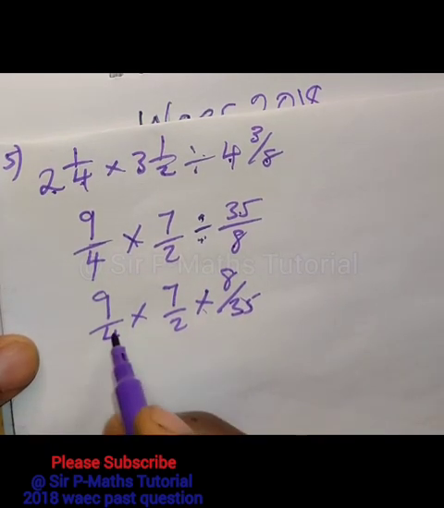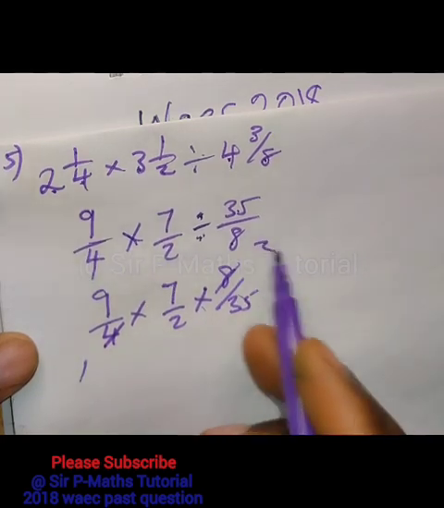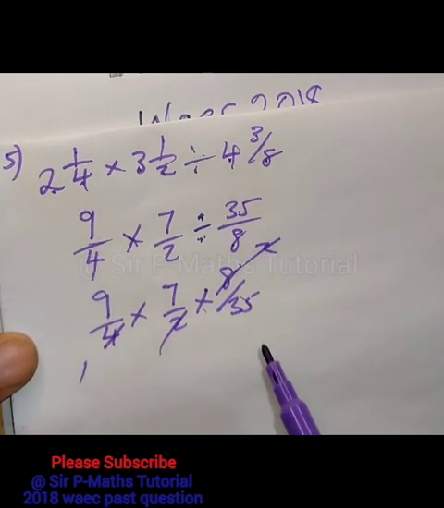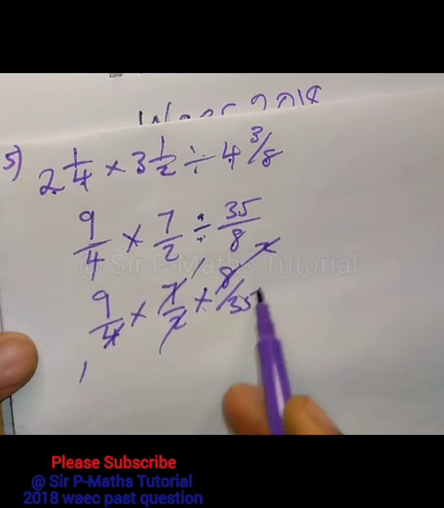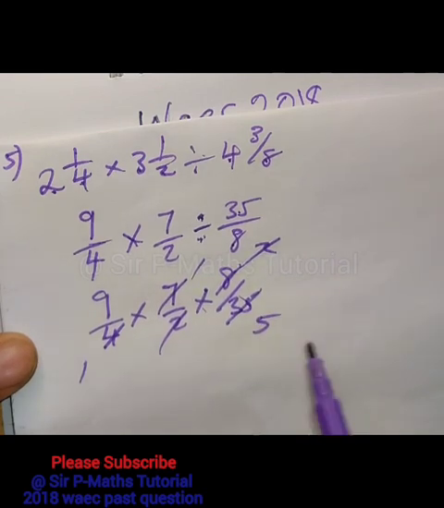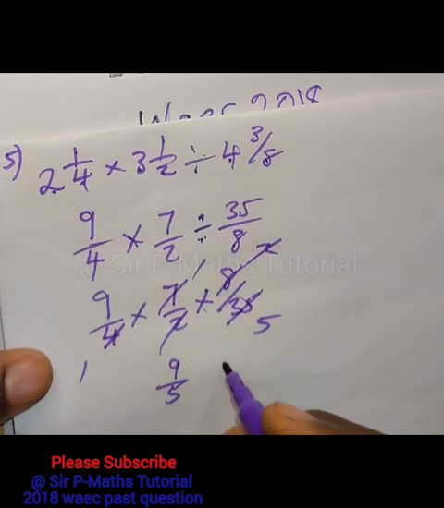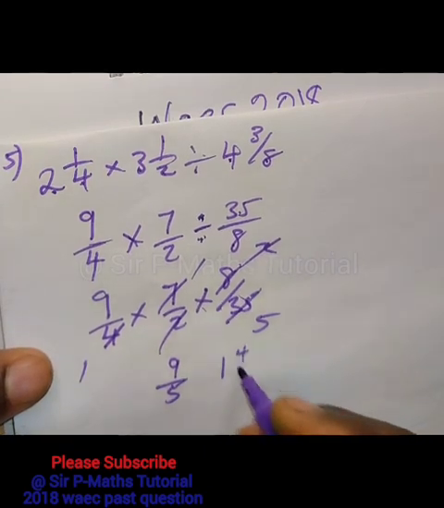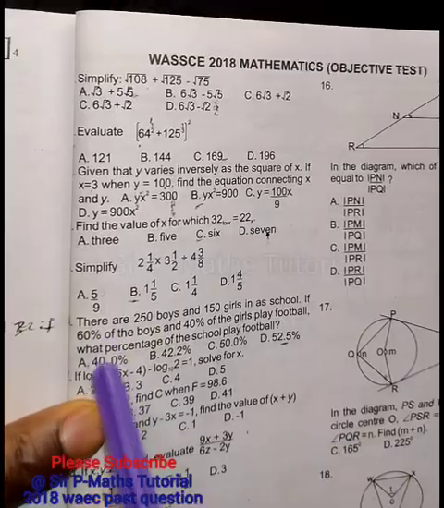Now we can operate. 4 can divide itself 1, divide here 2. 2 can cancel 2 here. 7 divide itself 1. 7 divide 35. I will have 5. So all I have remaining is 9 over 5, which is one whole number 4 over 5. Let's solve number 6.